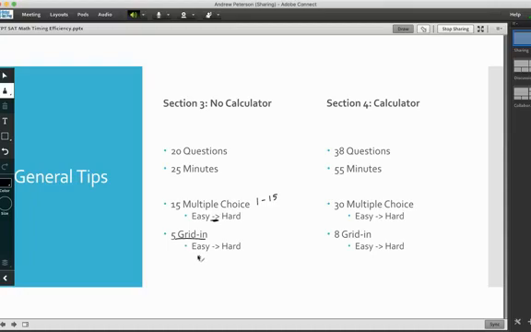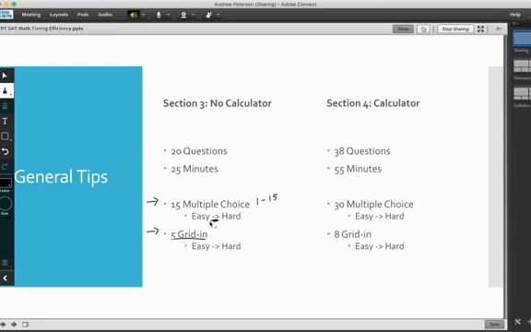And here's a nice little tip for everyone. You almost want to think about each of your math sections on the SAT as 2 sections each. So here on section 3, the no calculator, you want to think about one section, questions 1 through 15 for multiple choice, and a second section that comes immediately thereafter. That's a 5-question section for grid-in questions.